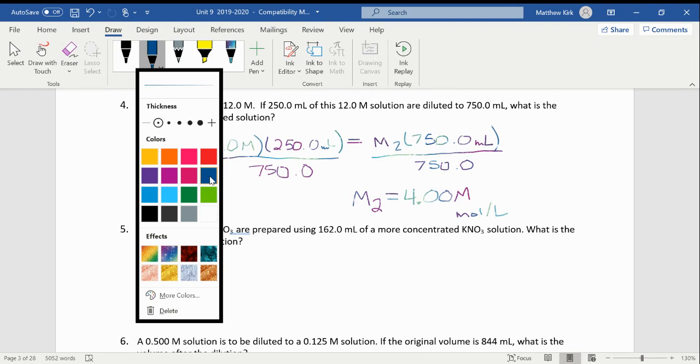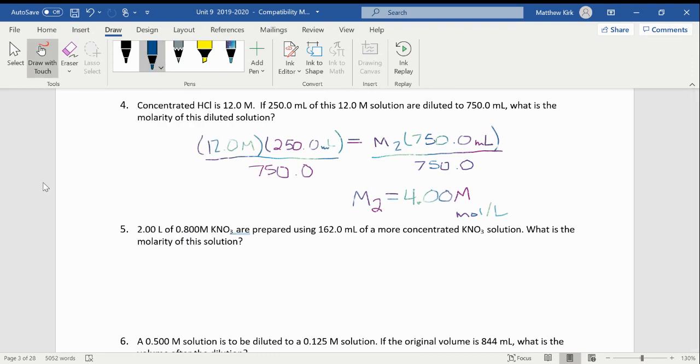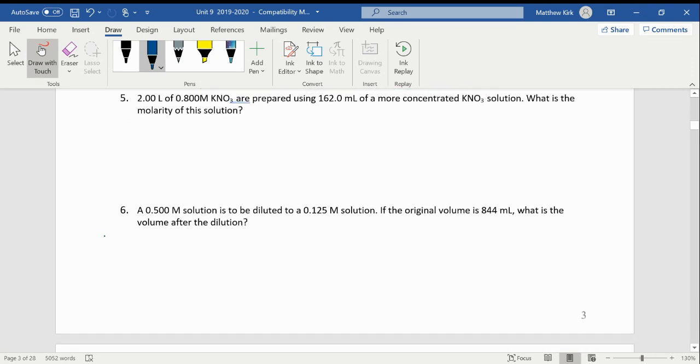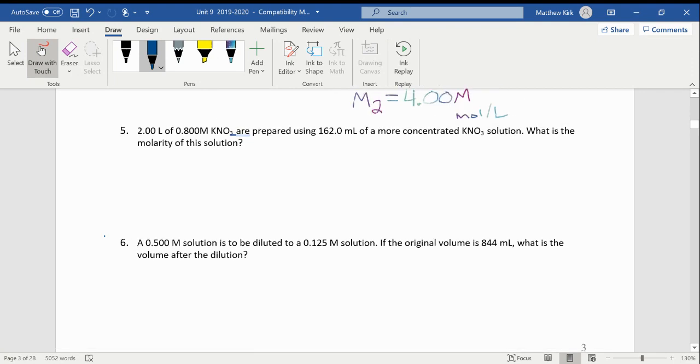So not too bad, right? As we take a look at M1V1 equals M2V2, it's really not that bad of a formula as long as we keep track of everything. All right. So let's try number 5, and that'll probably be the last one.